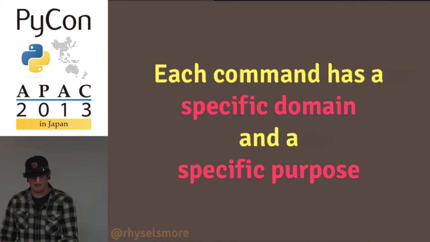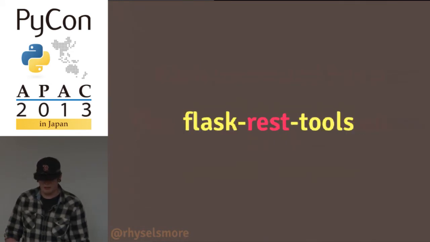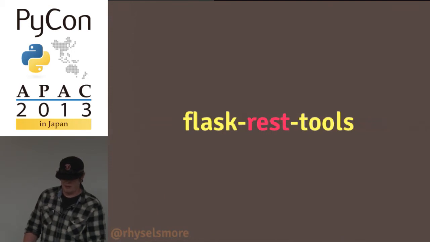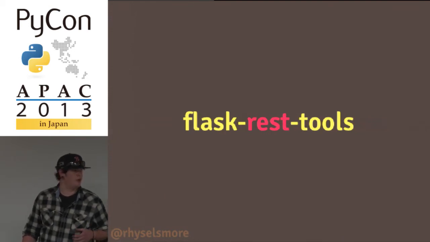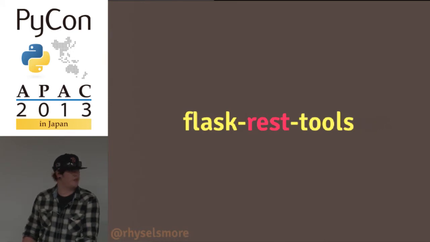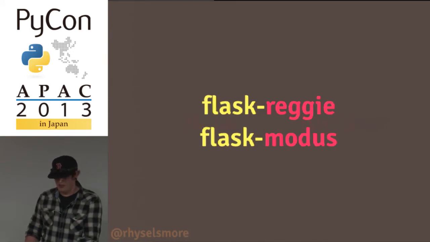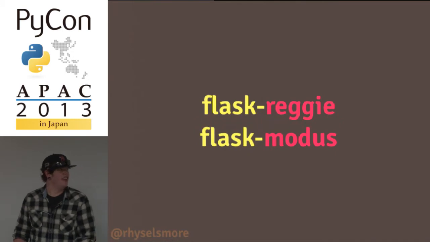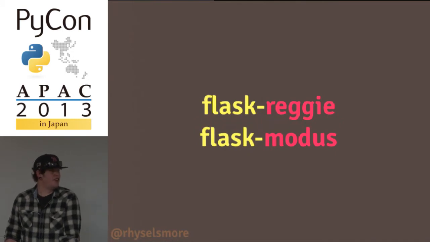Each command has a specific domain and a specific purpose. And I guess that's the difference between making Flask REST tools, a fairly brittle, sort of large monolithic extension for Flask, and it's really non-specific in terms of what it actually does, whereas these are not as non-specific names. So the descriptions of each turn up fairly well when you're searching on Google and in PyPI. They provide simple and direct functionality for my applications.